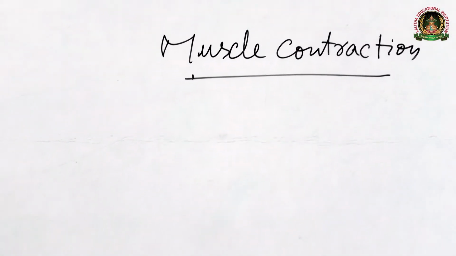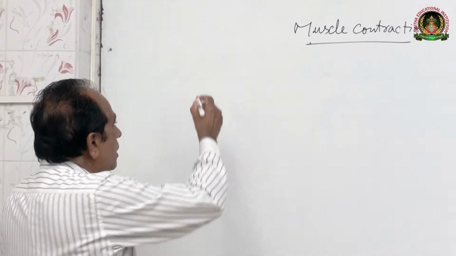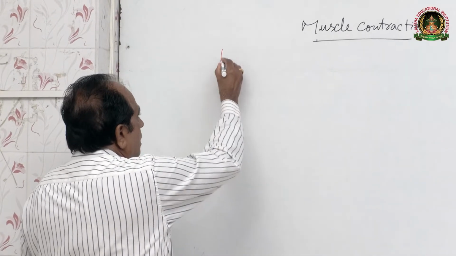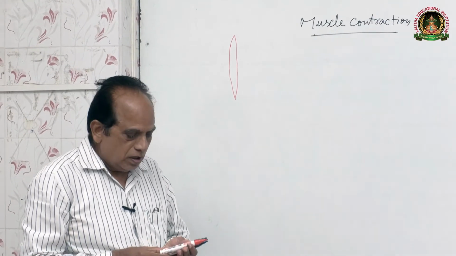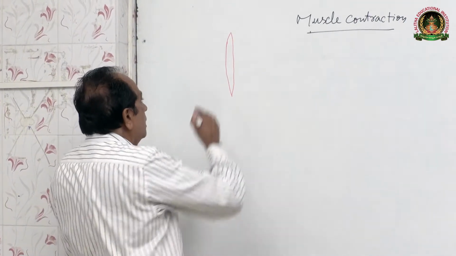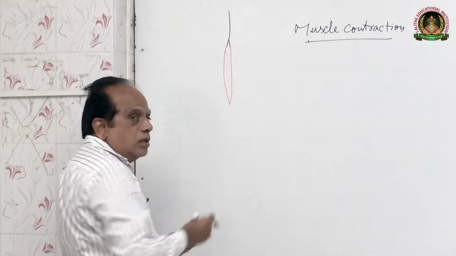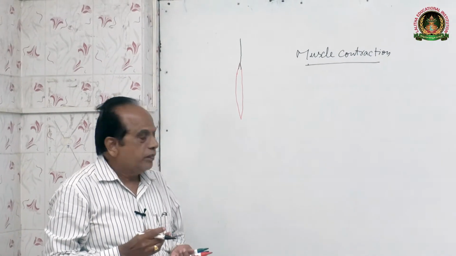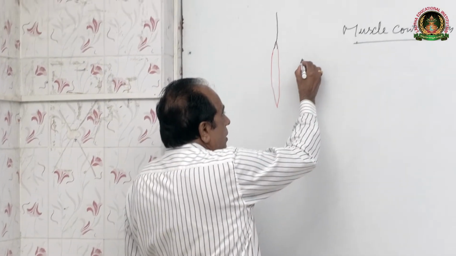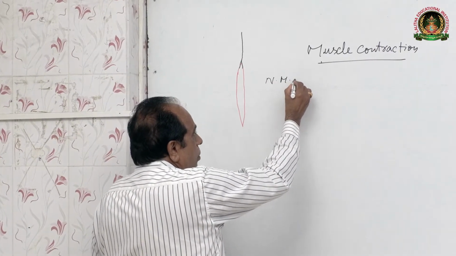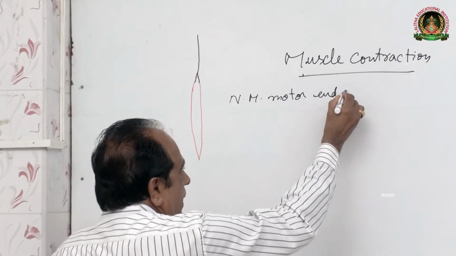For the sake of contraction of a muscle, the muscle has to receive a stimulus. Let us suppose this is a striped muscle fiber, and this striped muscle fiber is supplied with a nerve fiber, the junction of which is referred to as the neuromuscular junction, otherwise neuromuscular motor plate or motor end plate.